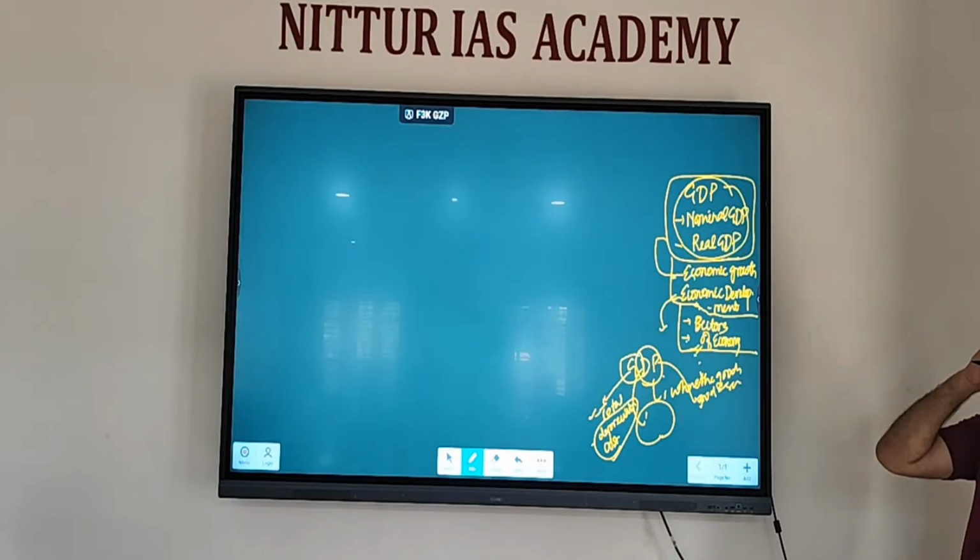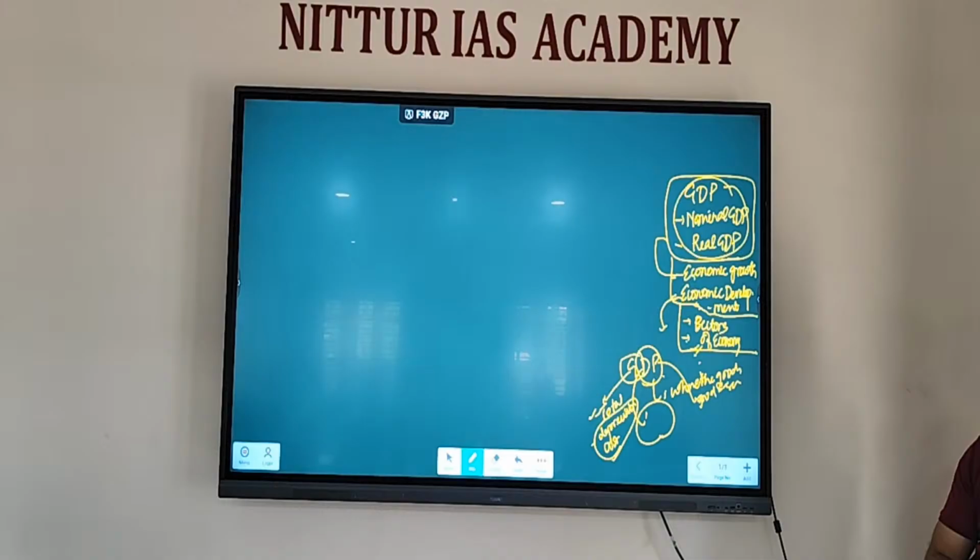What is included in GDP, or what is not included in GDP? We discussed that any barter system transaction is not included in GDP. Secondly, black money is not included. Second-hand goods transactions are not included. Intermediate goods are not included; only final goods are included. Voluntary services are not included. Any other thing? Foreign embassies.